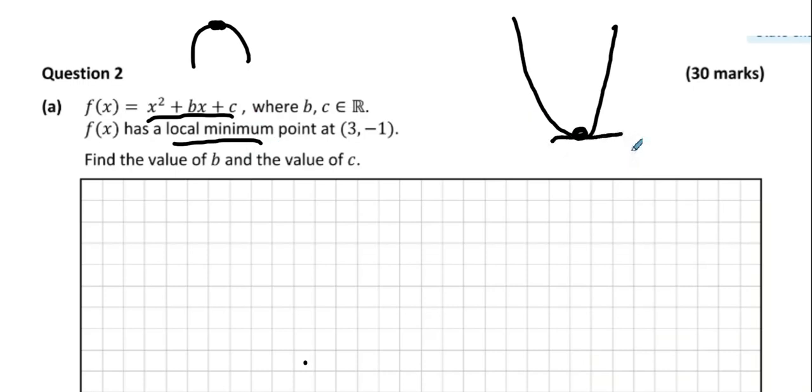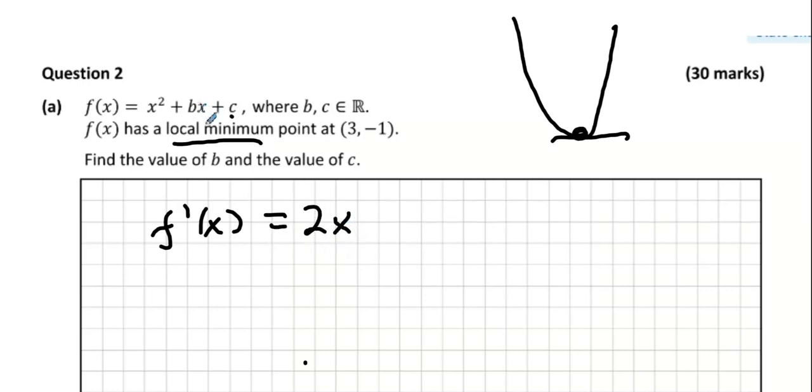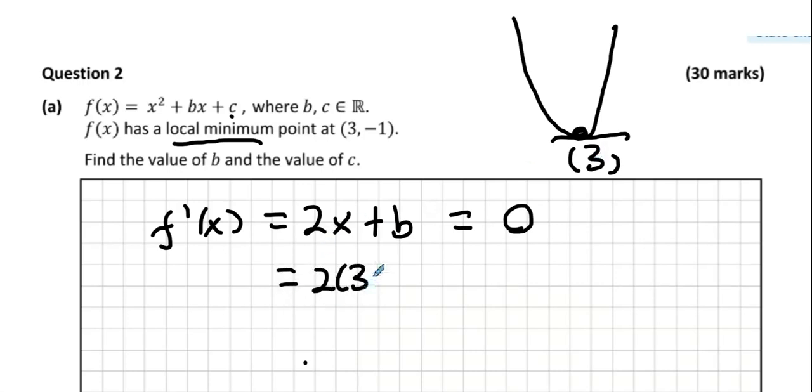Okay, your slope is 0 at a maximum point, which means the first derivative equals 0. I'm going to differentiate once. X squared turns into what? X squared turns into 2x. Then b, okay, and the answer equals 0. We know it equals 0 when the x value is 3. When the x value is 3, this works. So 2 times 3 plus b equals 0, this implies that b equals minus 6.